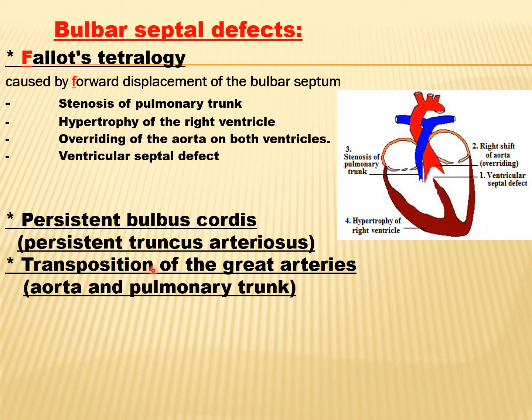When the bulbar septum descends during development, instead of rotating in a spiral manner or in a clockwise direction, it descends straight. This results in transposition of the great arteries. Transposition of the great arteries means the aorta arises from the right ventricle instead of the left, and also the pulmonary trunk arises from the left ventricle instead of the right ventricle. This is the transposition of the great arteries.